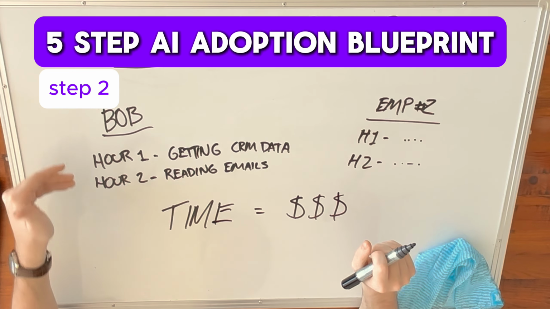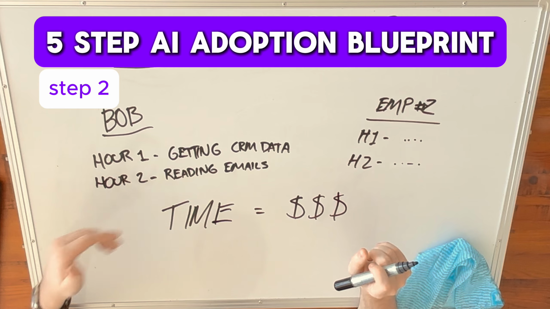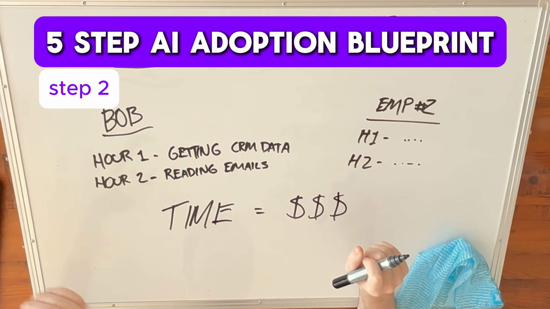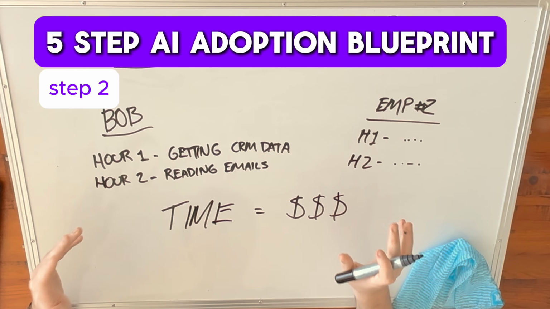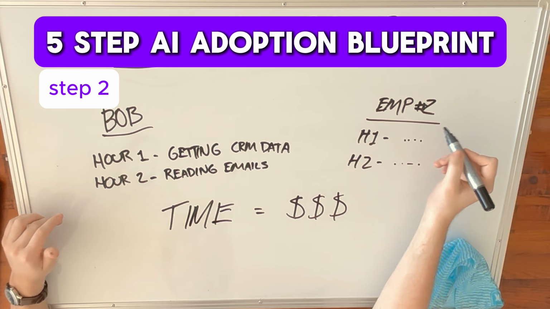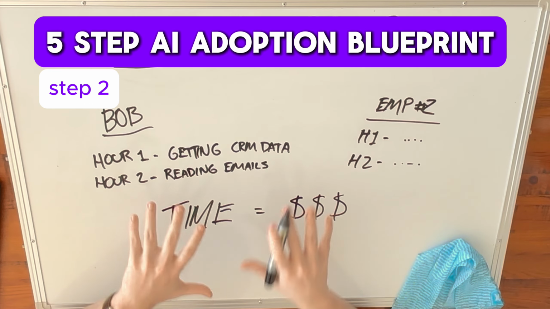As an example, we try and get all of our clients to do this, and we can give them a template and they ask their department heads basically where their time is going. So as an example, we've got Bob here. Bob spends hour 1 of the day getting CRM data. He then spends hour 2 of the day reading emails, and he might spend hour 3 replying to those emails, et cetera, et cetera, et cetera. And then we've got another employee doing whatever throughout the day. We want to be able to list exactly where everyone's time is going so we can reverse that and see what tasks are taking the most amount of hours to actually do.